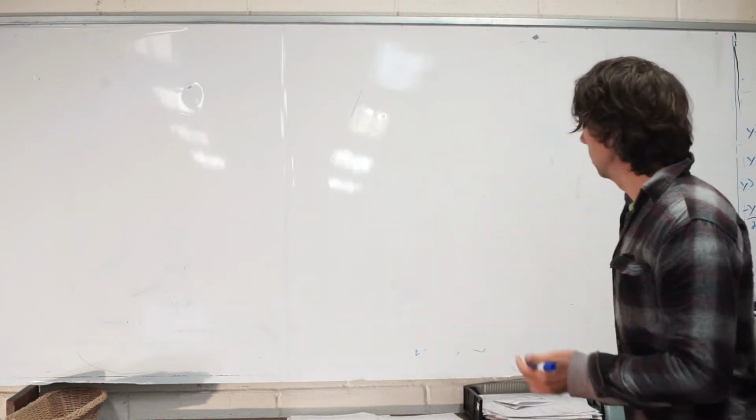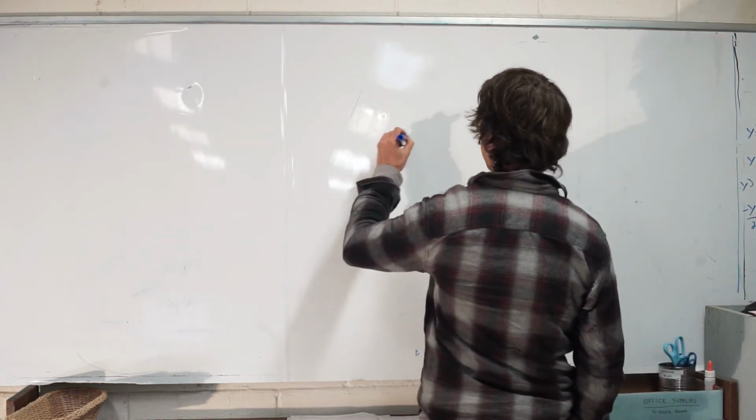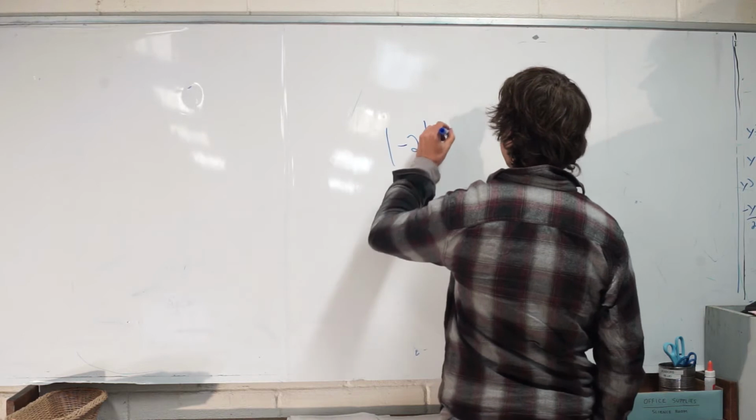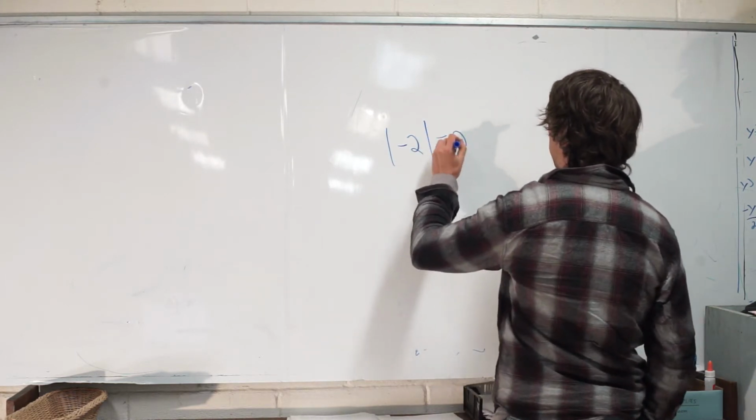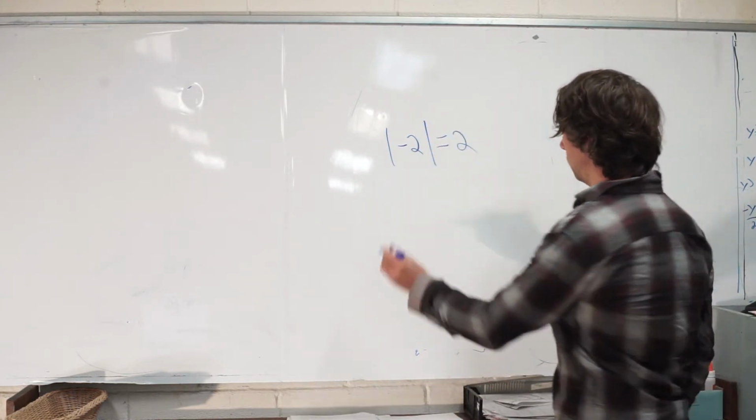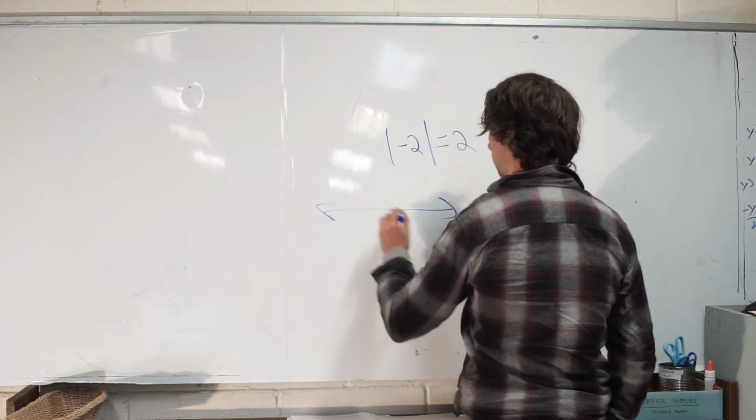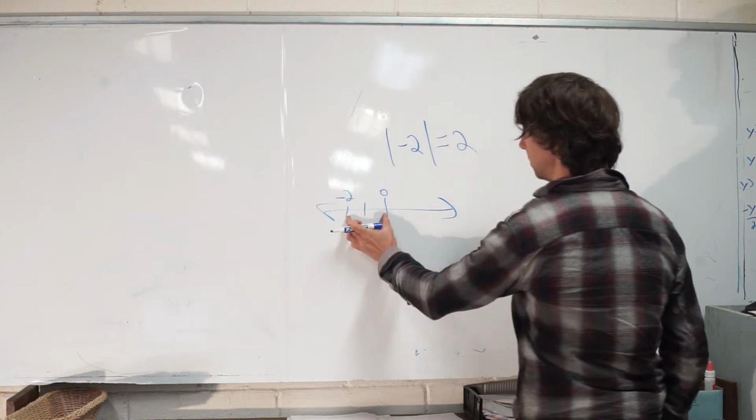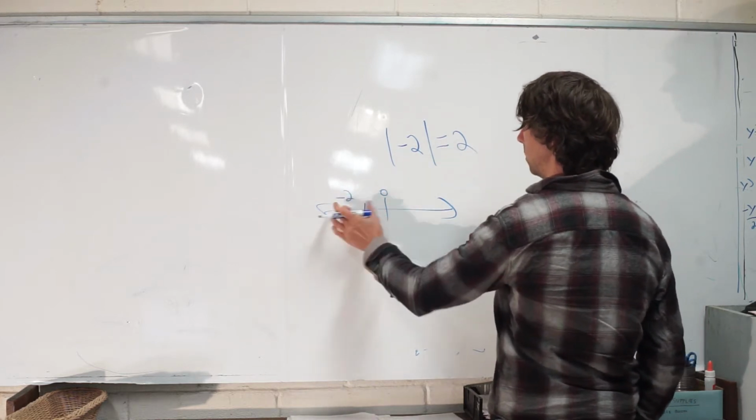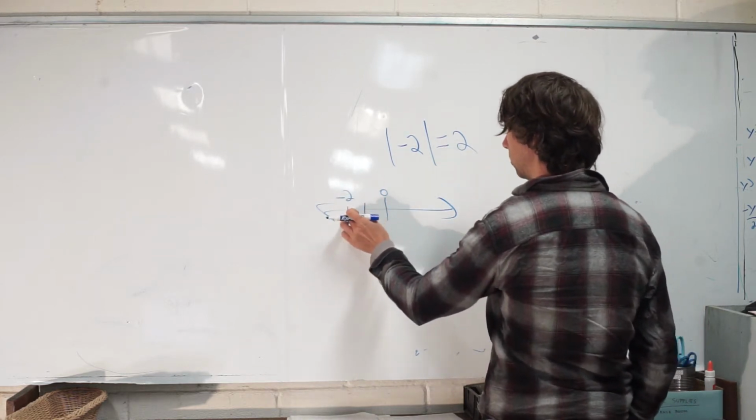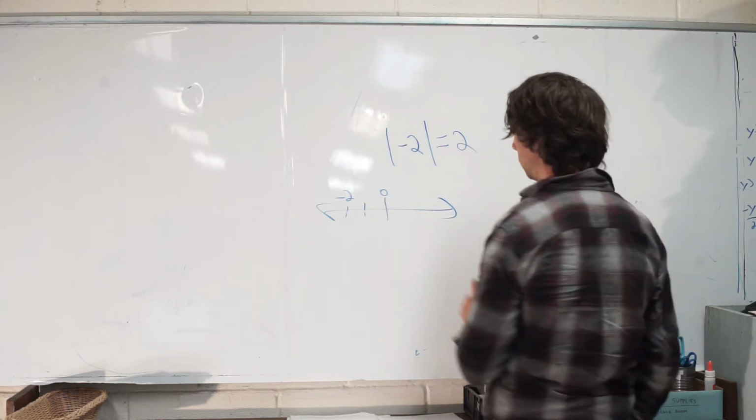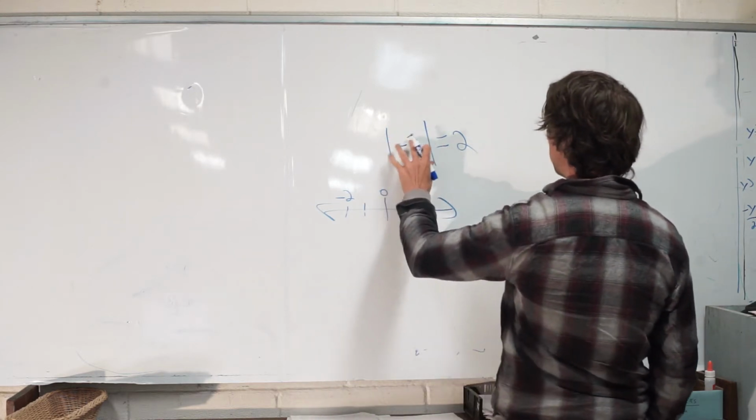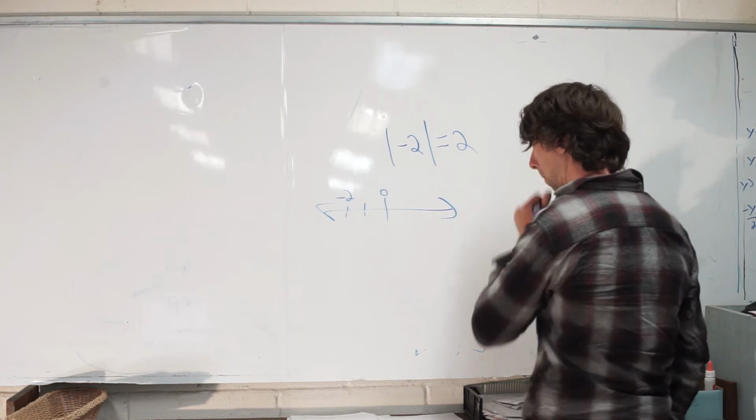So, simplest example, if I have a negative number in an absolute value sign, it just equals itself to positive. What does that mean? If you think about a number line, this is the distance between this value and 0, and that distance is 1, 2 units. And so the distance from 0 to negative 2 is 2, okay?